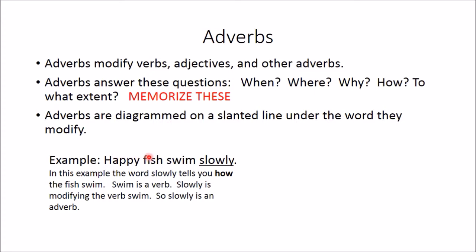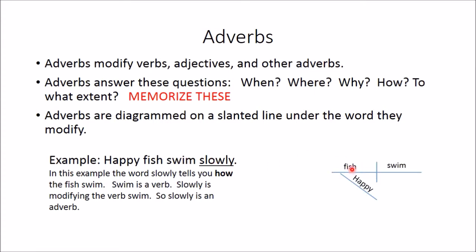Happy fish swim slowly. We have our fish swimming again, okay? Now they're still happy, but now they swim slowly, okay? Slowly tells you how the fish swim. The word slowly is modifying a verb, so that makes slowly an adverb. So we're going to diagram it just like this.